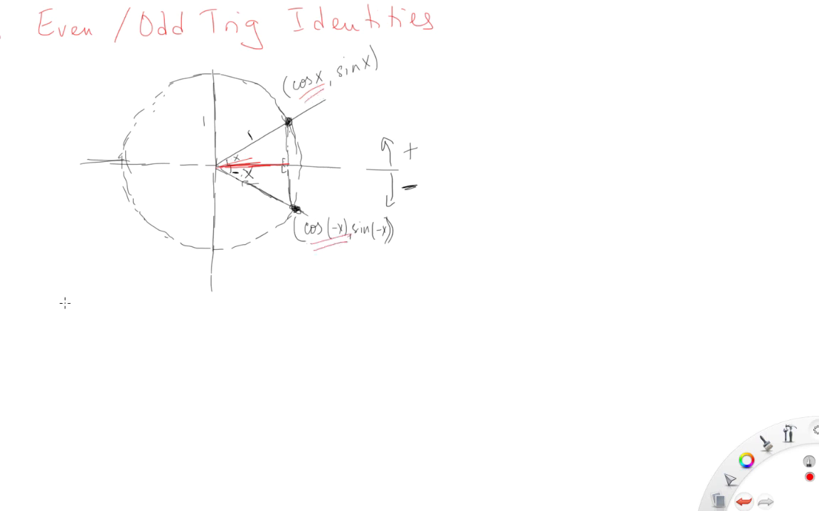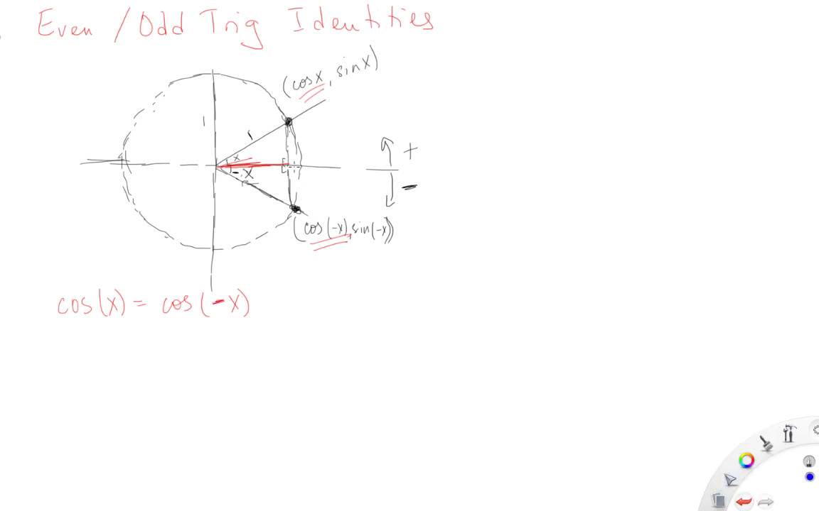Let's write it down. This is actually our first even odd identity. So cosine of x is equal to cosine of negative x. This is our first even odd identity.